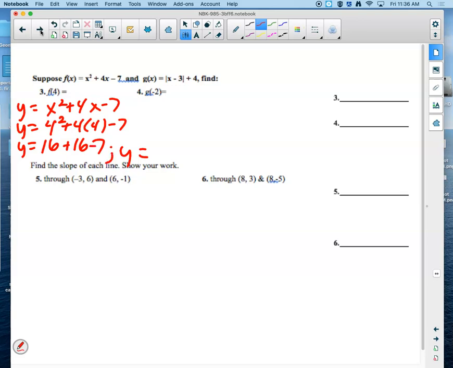16 plus 16 is what? 32 minus 7? Boom, 25. And you don't need the y equals business. You can just put 25 up there. Because y equals isn't really what we should write. We should be writing f of 4 equals, but just put the answer over there and you'll be safe.